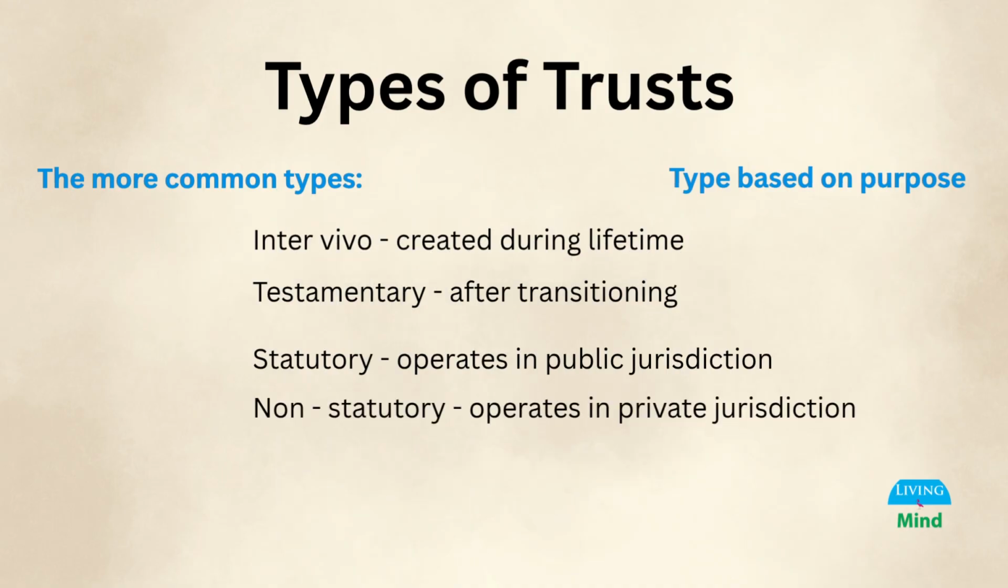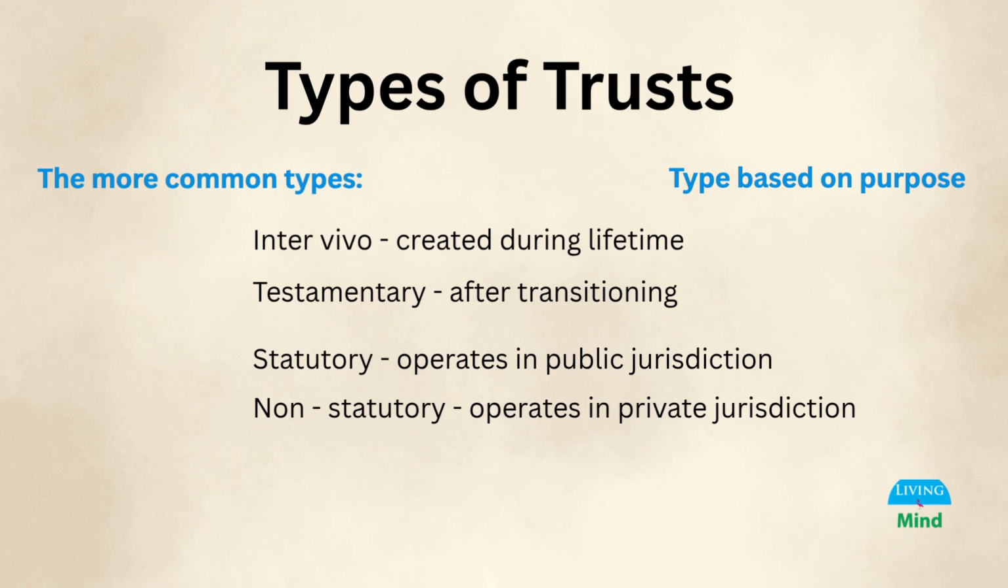Non-statutory trusts are agreements. They can be oral or they can be written. Generally, trusts are written, but they operate in private. And by private, I mean no bank accounts. They operate outside commerce, general commerce.